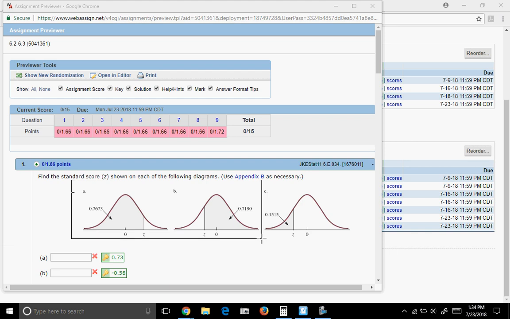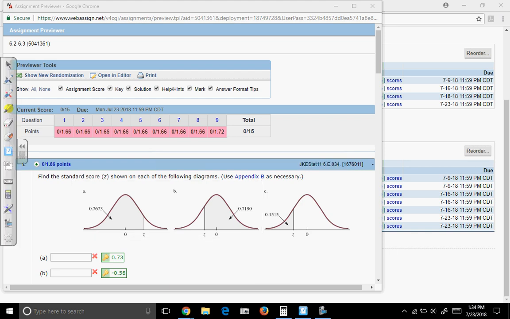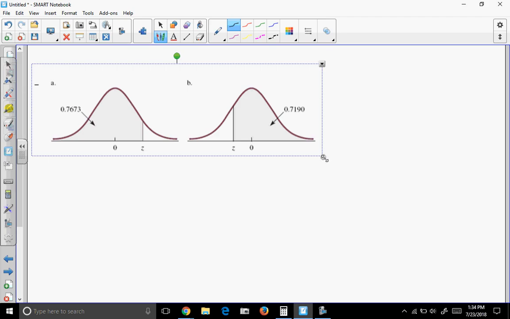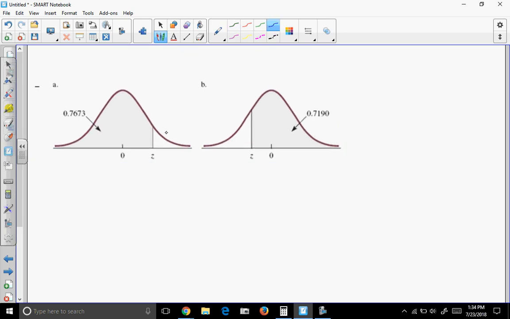But let me highlight these two and let's see about answering them. So the first one, they give us this particular area, and they want us to find the corresponding z value. So we want to find what z has an area of 0.7673 to the left.